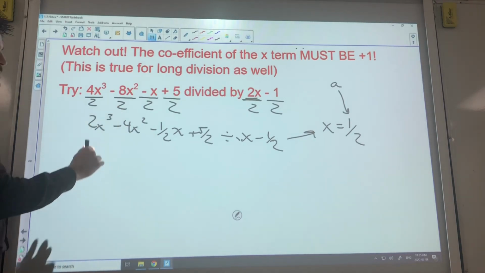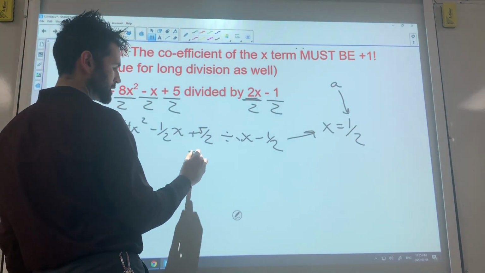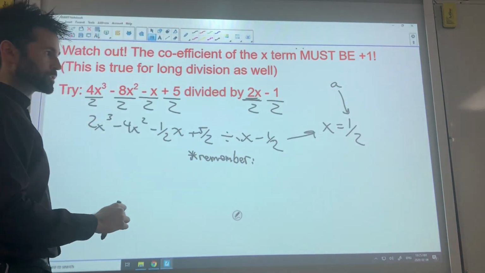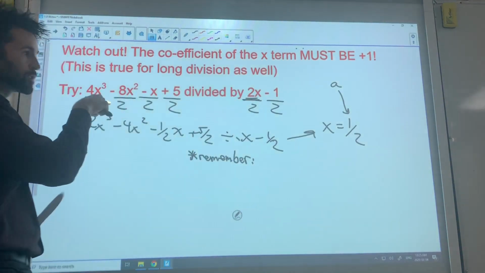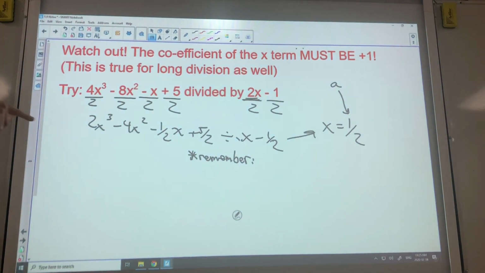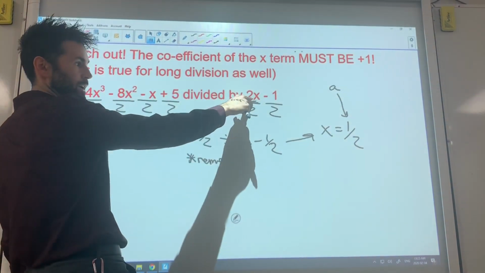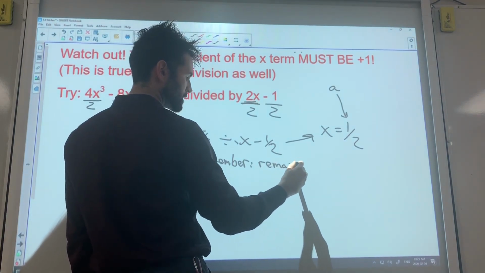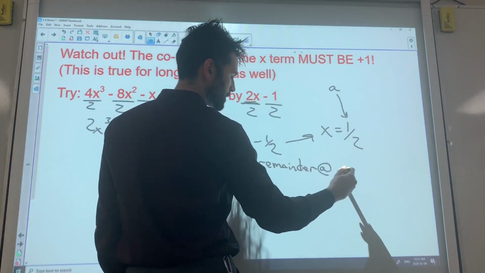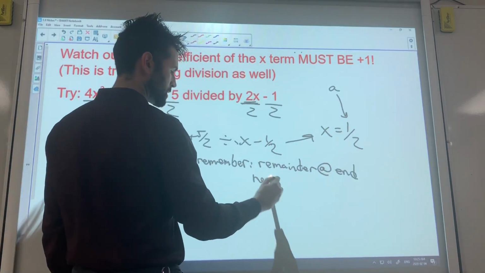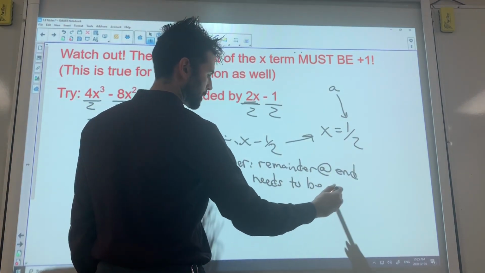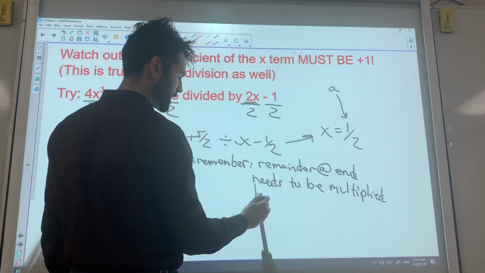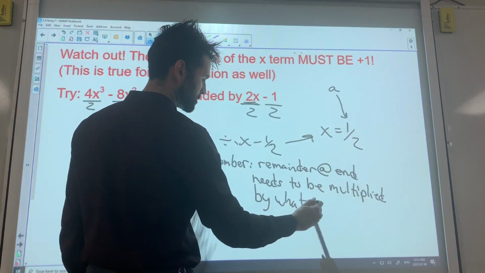One last thing, if you do synthetic division, you also need to remember, so this is a star. When you get your remainder, because you divided everything by 2, your remainder will be cut in half. So to get the correct remainder, you have to multiply by whatever you divided by. So remember, the remainder at the end, if there is one, needs to be multiplied by whatever you divided by. In this case, it would be 2.